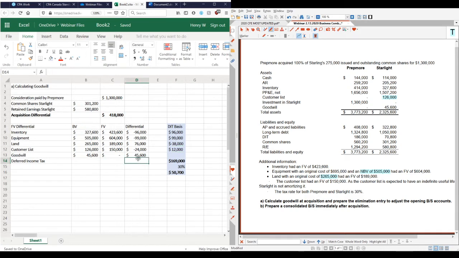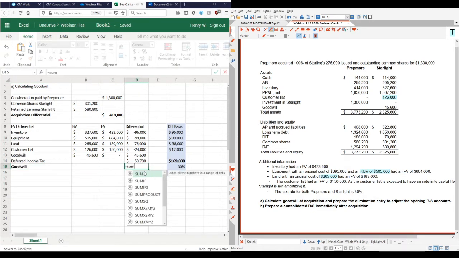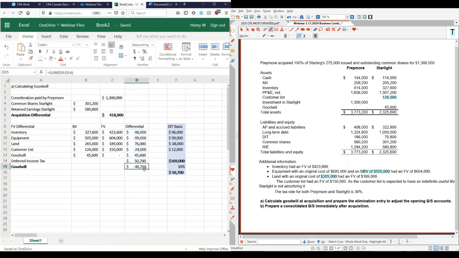So we're going to take that deferred tax calculation here, and now this is what our new goodwill is going to be. We just add all of this up. Let me just correct that here. And if I take this, subtract the 46,000, we have 371,000 as goodwill. Okay?